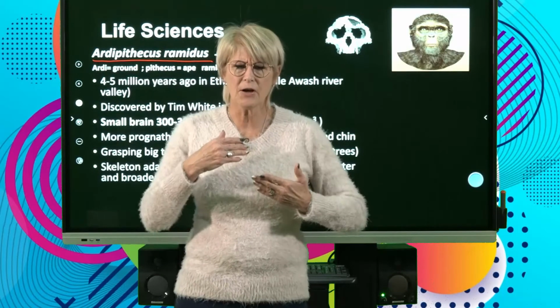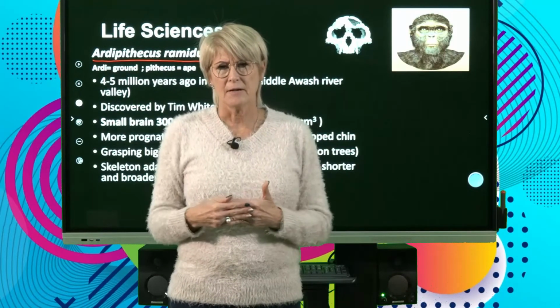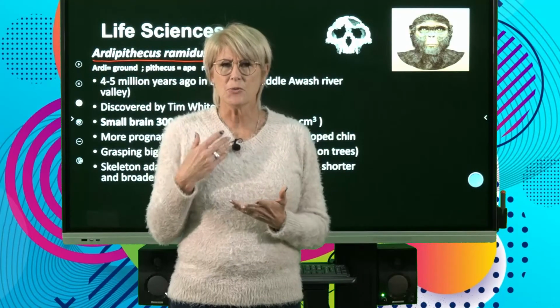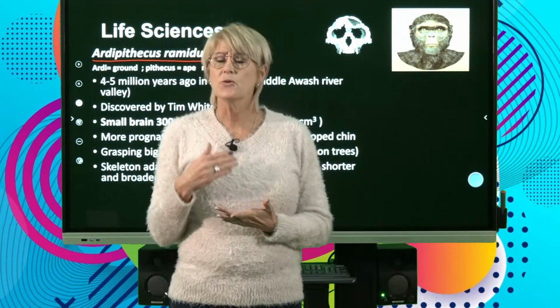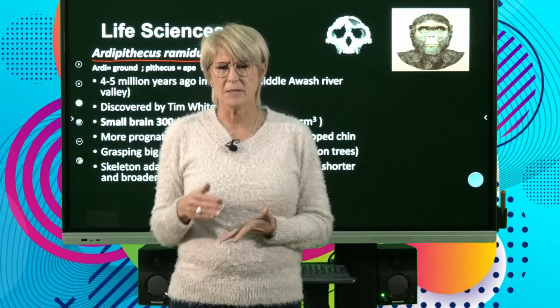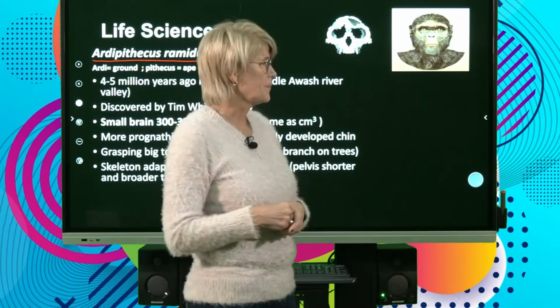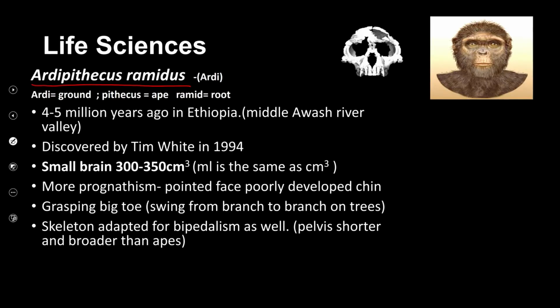So you need to know the names and the genus and the species of the organism. You need to know where they were found. You need to know which scientist found them, and then you need to know a little bit about their characteristics. Okay, so let's have a look at the slide. Okay, so the first one is Ardipithecus ramidus. We call him Ardi for short, and Ardi means ground, and Pithecus means ape, and ramid means roots. So that's where we got his name from.